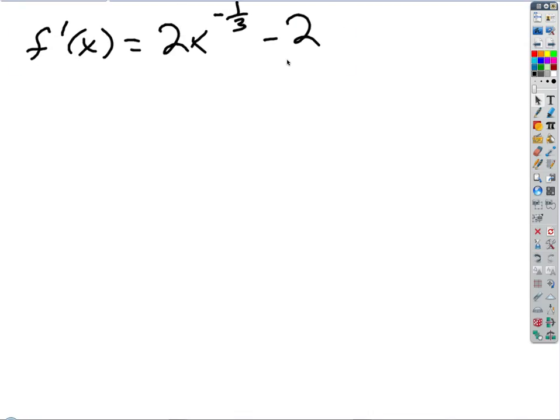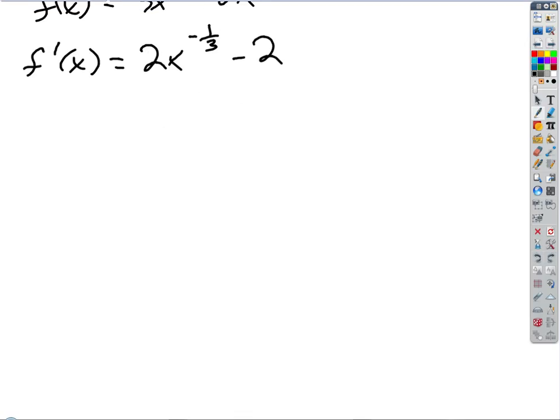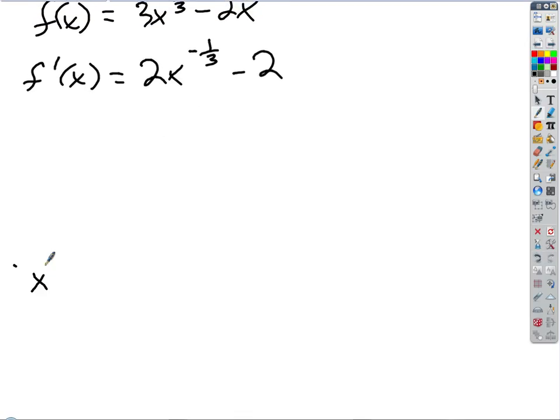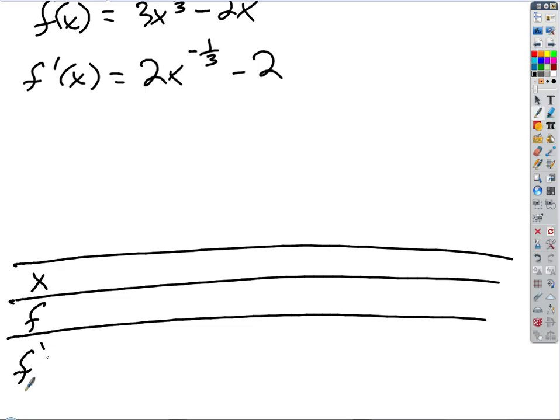Okay, so there's our derivative of our function. Let's write the original function up here too. We had f of x equals 3x to the 2/3 minus 2x, good. Okay, so if we make a table here, let's set up our table like that. Put the x down here. This is our x row. This is f, and that's f prime. And eventually we'll add an f double prime to that also, the second derivative.